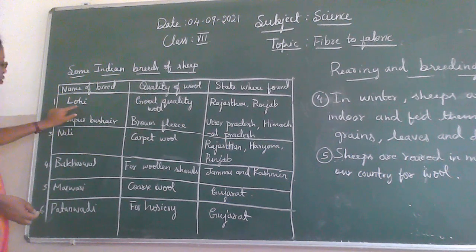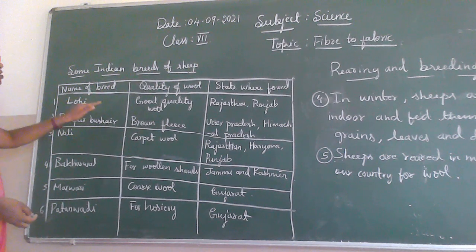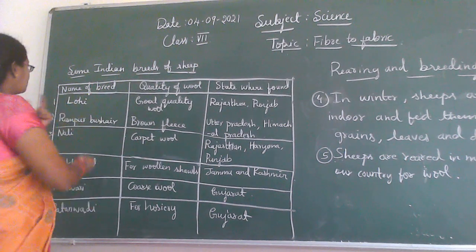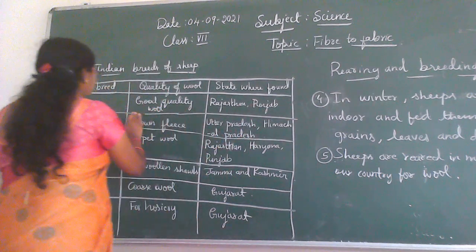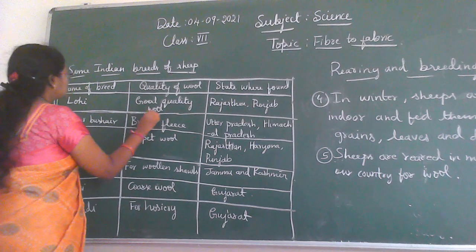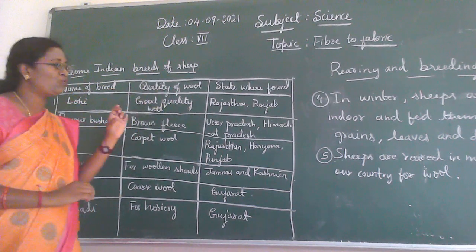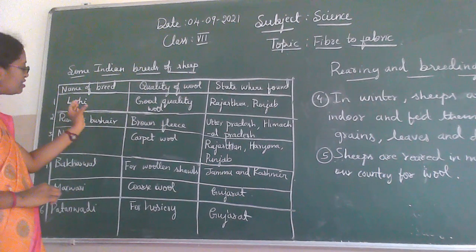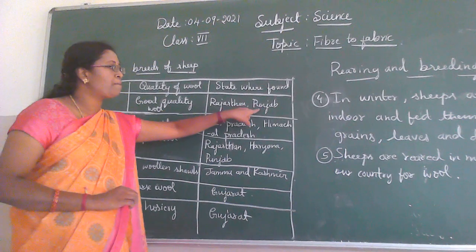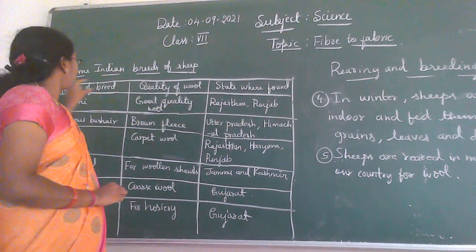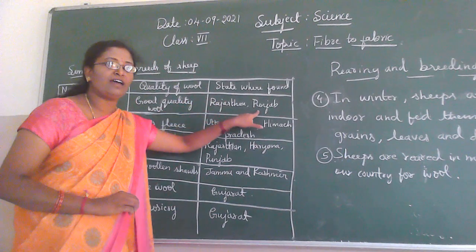First one is Lohi. It is the name of the sheep breed. What is the quality of this? It is a good quality wool. So in which states is this Lohi raised? In Rajasthan and Punjab. So Lohi sheep are found in Rajasthan and Punjab.